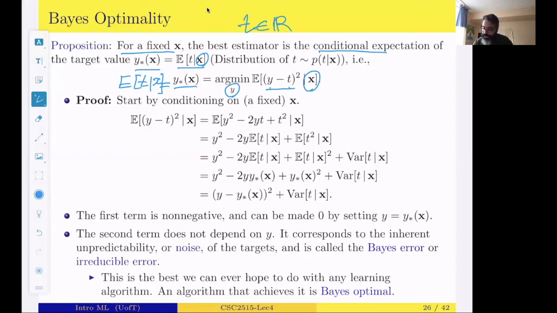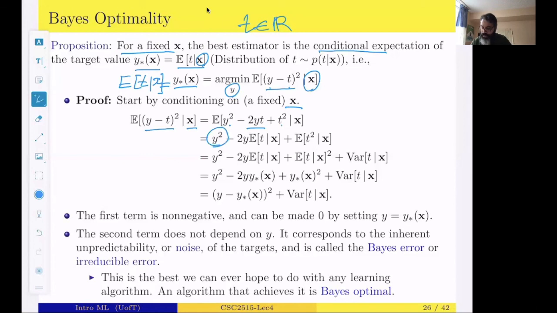We start by conditioning on a fixed x, and just expand it. So we have the expectation of (y - t(x))². Here y is any value, t is random, so the randomness comes from t. So we have y² + t² - 2yt. y is not a function of x here, it's just an arbitrary y, so it comes out of the expectation.